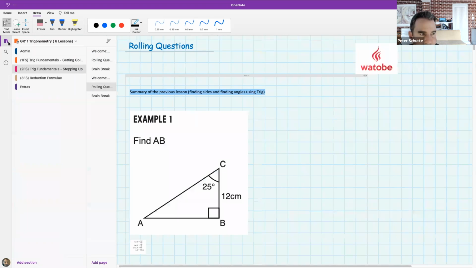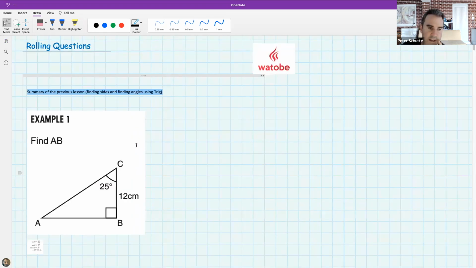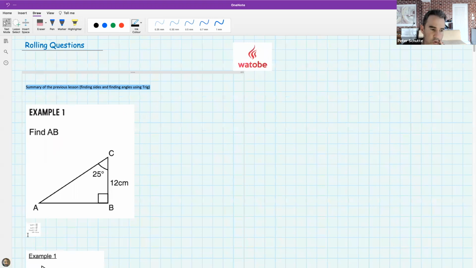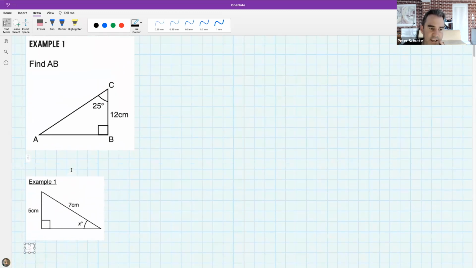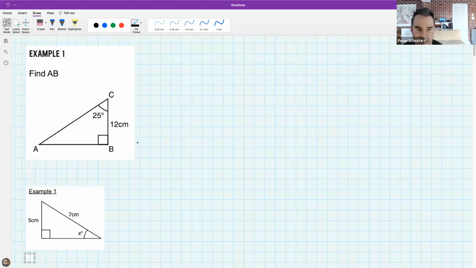Okay, so let's get going. In the previous lesson, we basically did two types of questions. The one is finding an unknown side when you're given a right angle triangle, and the other one was finding an unknown angle. So I want everyone to try and find the length of the side AB in this triangle. And then I want you to find the size of the angle X.